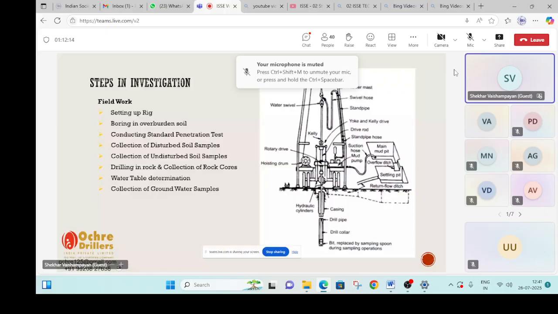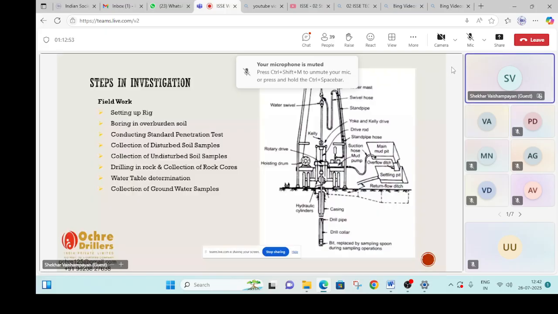The water goes all the way down, and then comes back from here. It comes out of the casing, falls here, and goes into the return flow. It is collected in the ditch, goes into the settling pit, and goes to the main pump again. So from here it is pumped back. The same fluid is repeatedly pumped, and whatever cuttings are brought out are collected. Sometimes, or quite a few times, you also collect a sample from here as a disturbed sample. Whatever comes out and deposits at the site is collected as a disturbed sample.